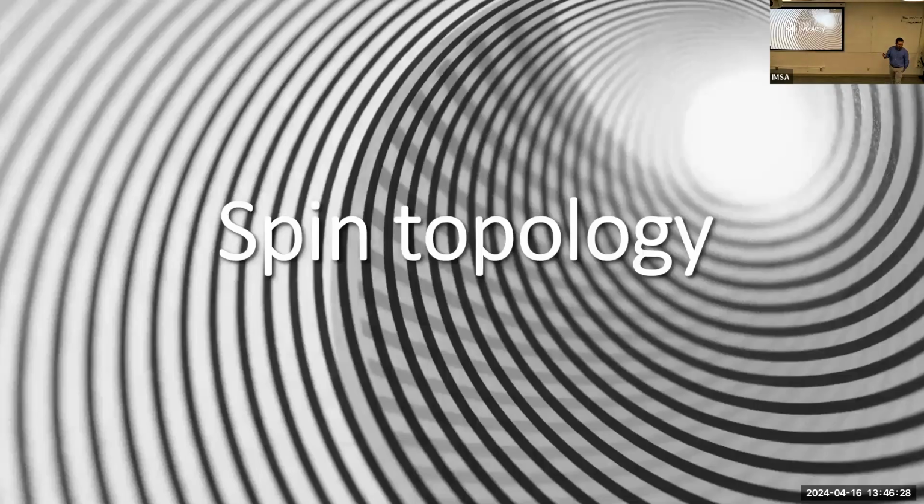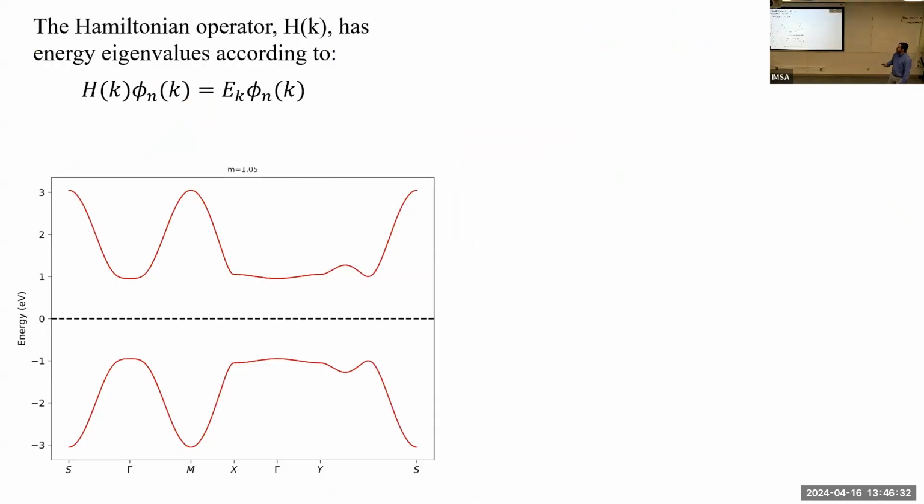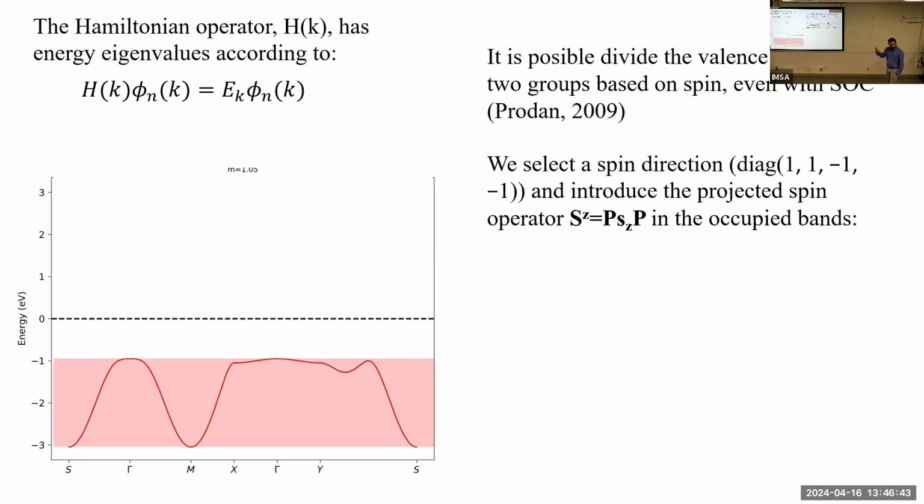Now let's go to the spin topology. What is this concept of spin topology? Let's start with the band structure of the BHZ model, 2D system. We have double degenerate bands. Let's forget our conduction bands and focus just on the valence band. Let's use the work of Professor Prodan, that we can separate the conduction from the valence bands because we have an energy gap.